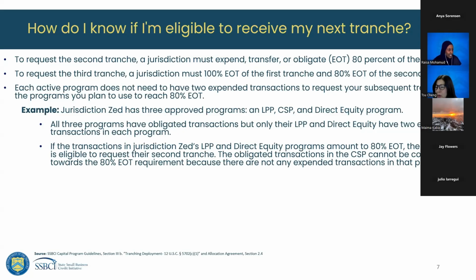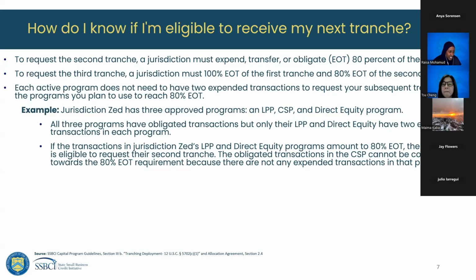Let's take it as an example here on this slide. Jurisdiction Z has 3 approved programs: a loan participation program, a collateral support program, as well as a direct equity program. So all 3 of these programs, let's say, for example, have obligated transactions, but only their LPP and their direct equity program have 2 expended transactions.